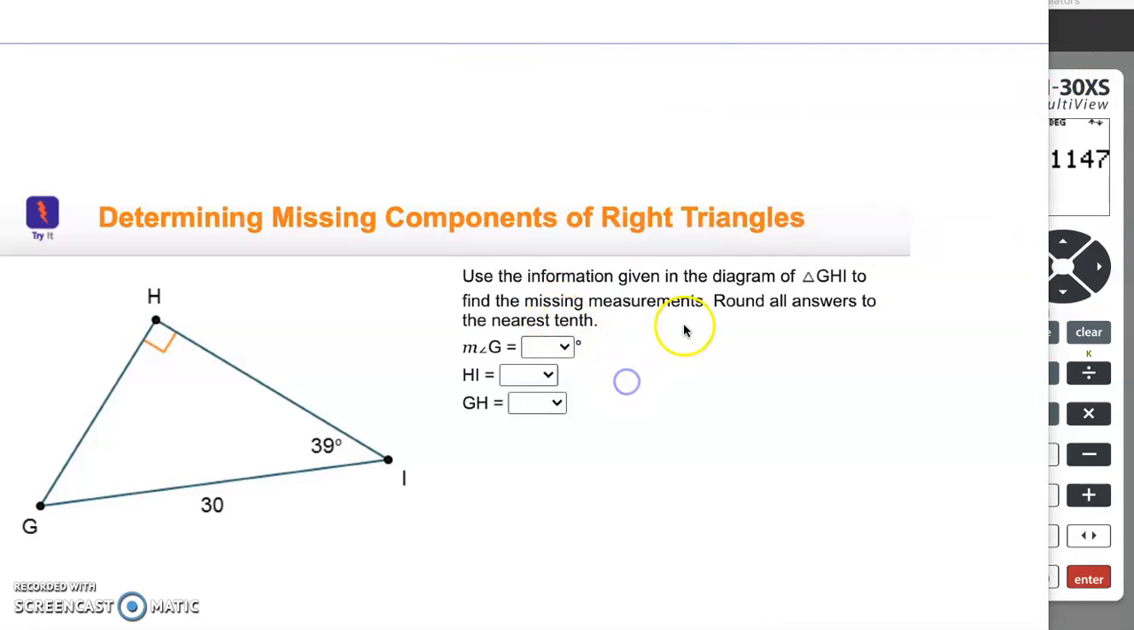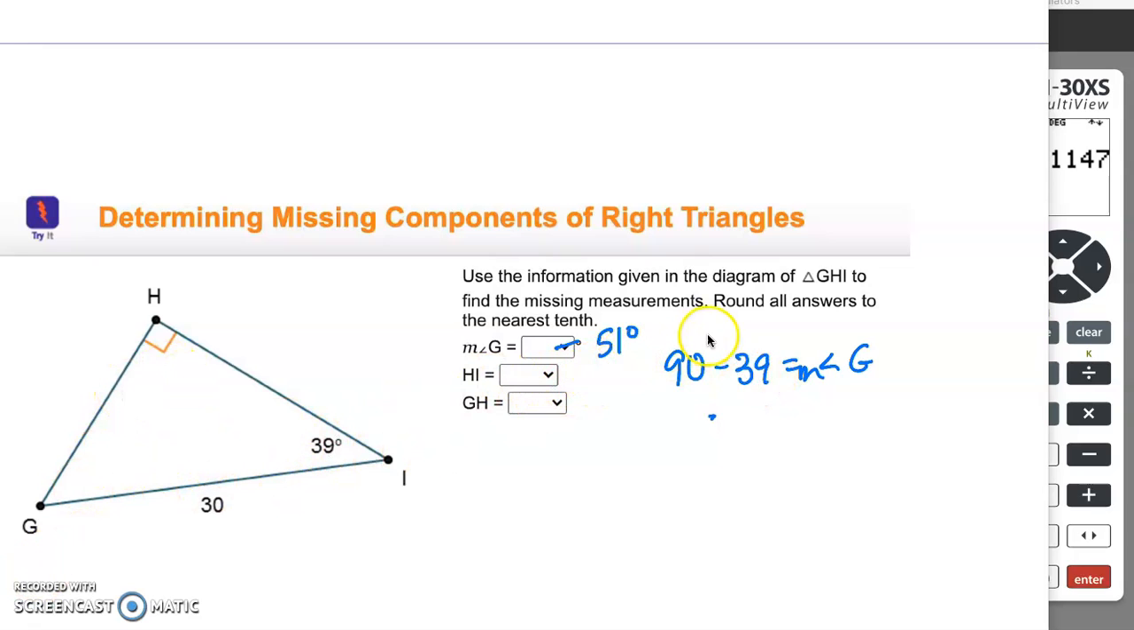Okay, so we're going to use the information in the diagram to find the missing measurements. We're given a 39-degree angle, we're given a hypotenuse of 30, and that's all we know. So what is the measure of angle G? Well, if we take 90 minus 39, that's going to give us the measure of angle G, because these have to add up to 90 degrees in a right triangle. So the measure of angle G should be 51 degrees.